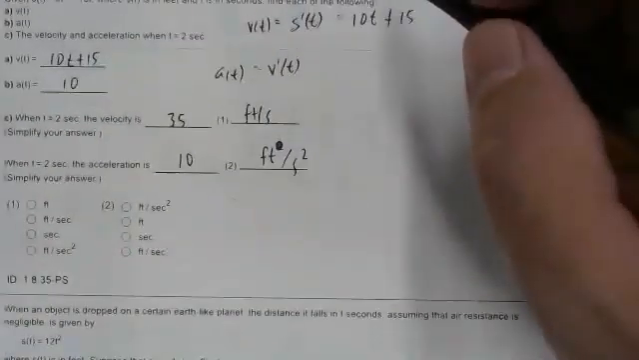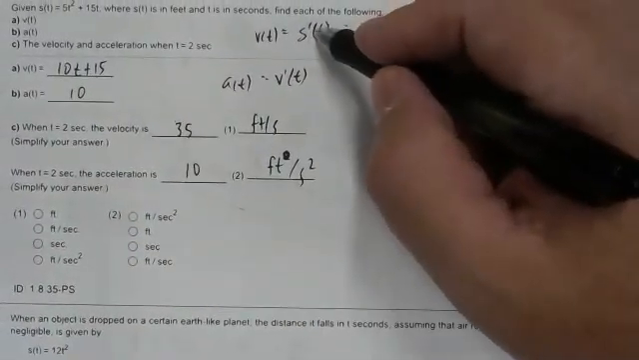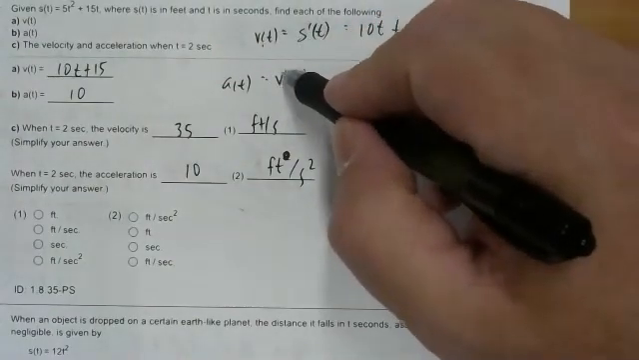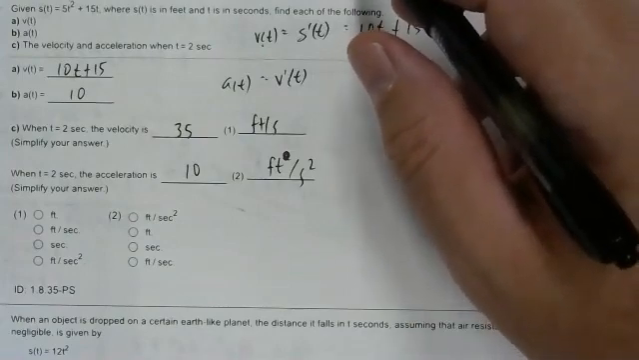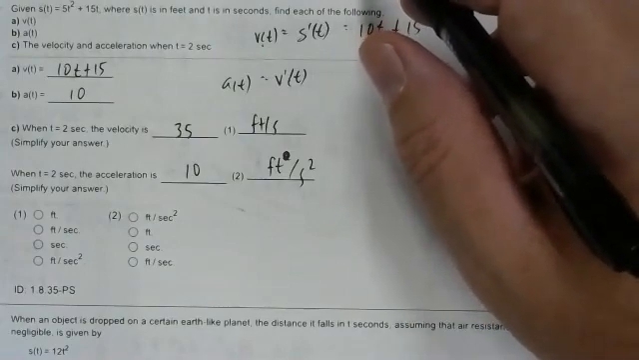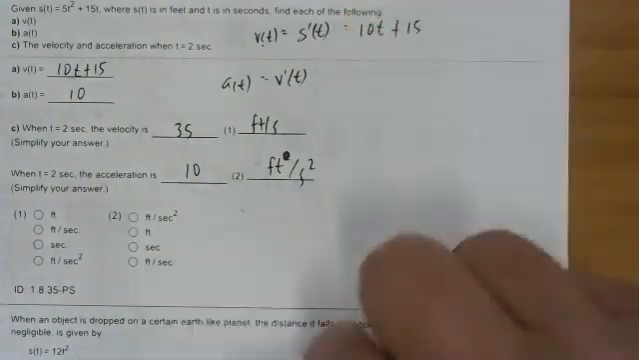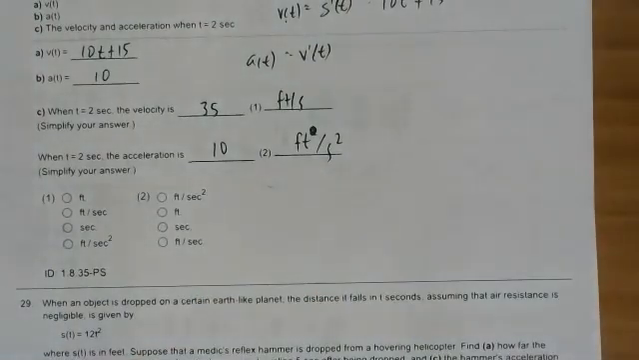So the key is take the derivative of the distance to get the velocity. Take the derivative of velocity to get the acceleration. So not too hard. All right, now is a good stopping point because the next thing we're going to do is start looking at some derivatives of exponential functions. So we'll stop this one for now and we'll pick it up with the next video.